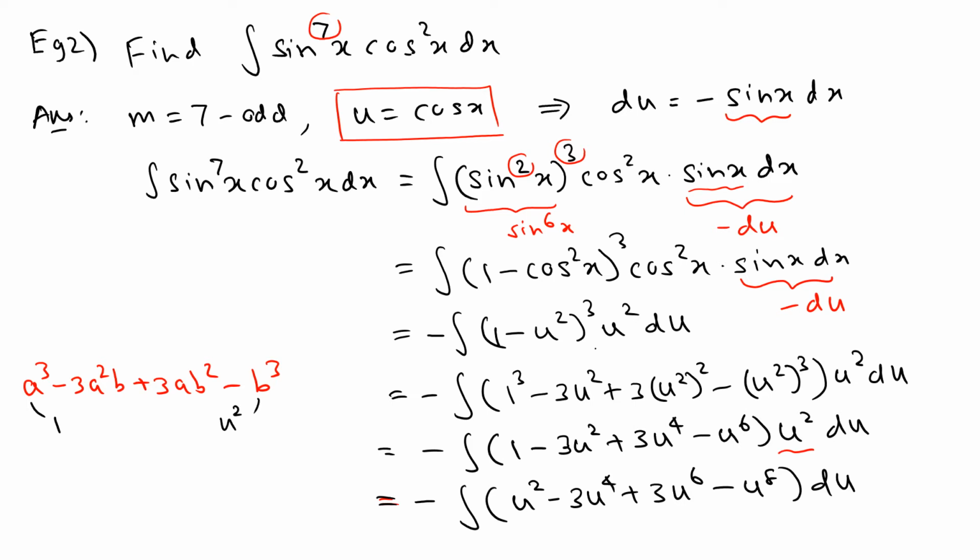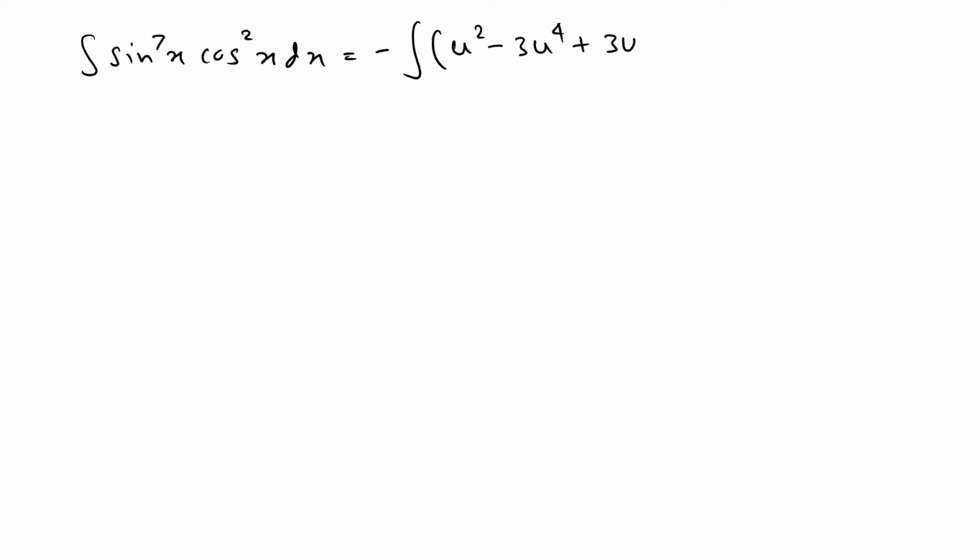Once you integrate, you can substitute back. So let's do it. I'm going to integrate term by term. I'm going to rewrite the integral again just for comparison: the integral of sine 7x cosine squared x dx. It's a negative, so we integrate term by term. Again, what we had was u squared minus 3u to the 4th plus 3u to the 6th minus u to the 8th.